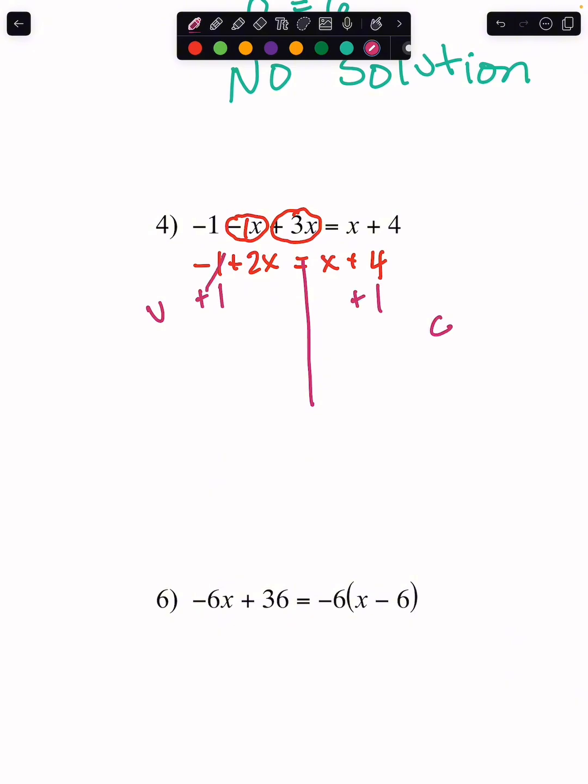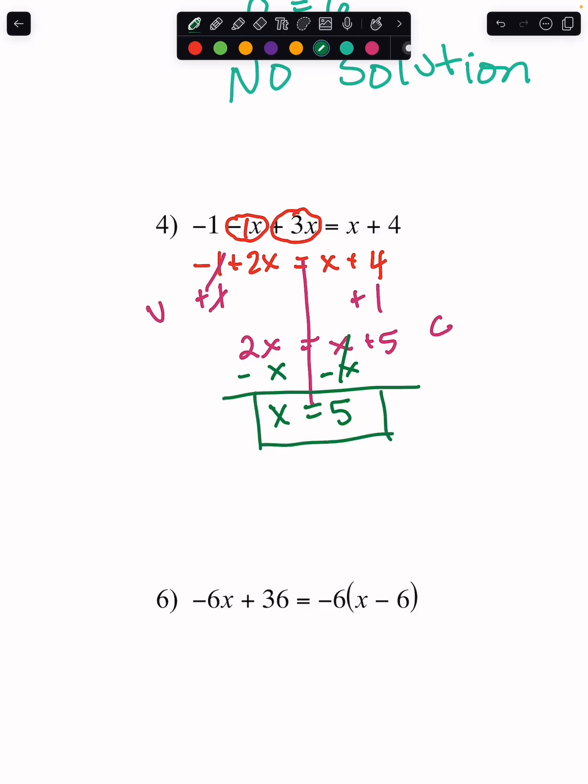2x equals x plus 5. And then I don't want this variable over here. I'm going to get rid of it. 2x minus 1x is just x equals 5. No need to do any division because here we are at the end of the equation.